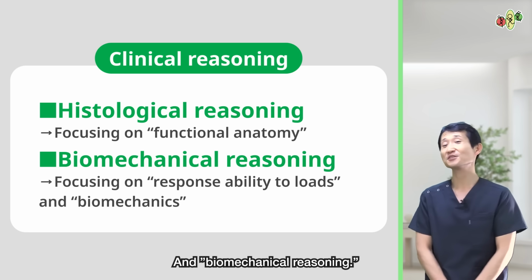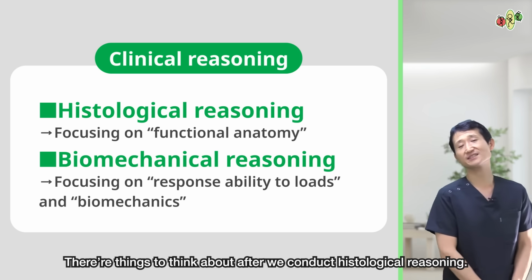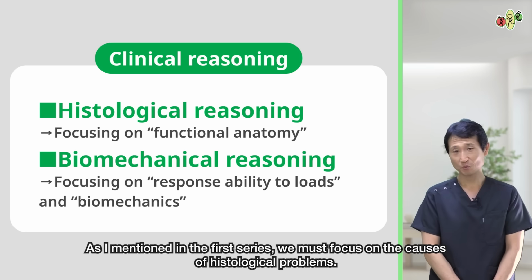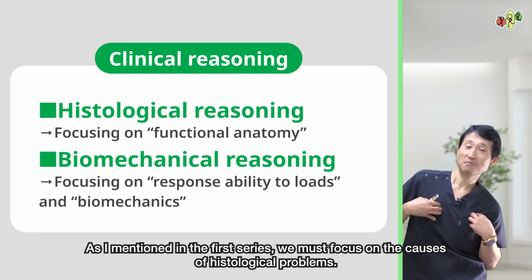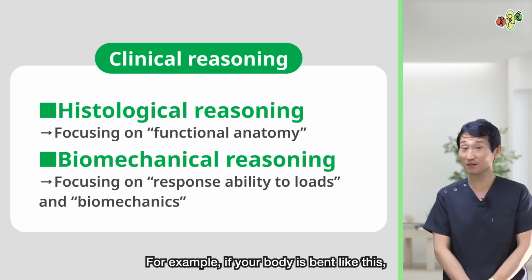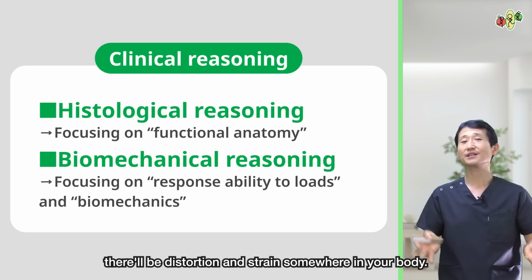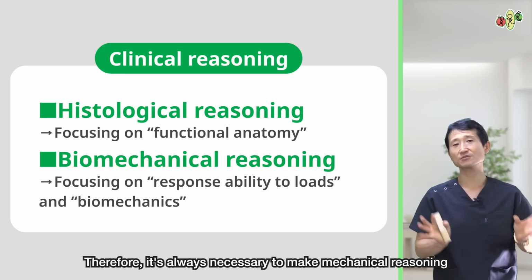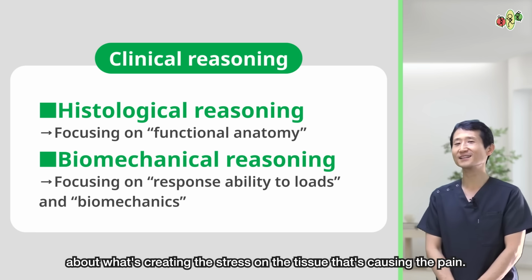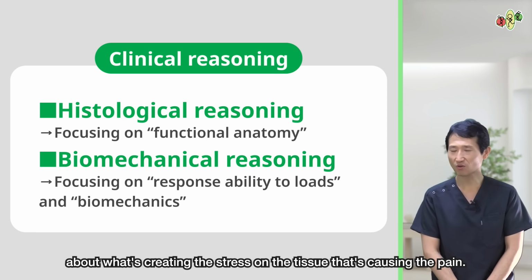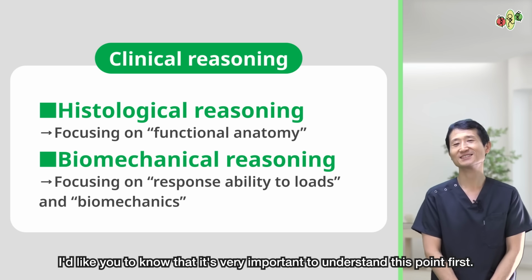And biomechanical reasoning. There are things to think about after we conduct histological reasoning. As I mentioned in the first series, we must focus on the causes of histological problems. For example, if your body is bent like this, there'll be distortion and strain somewhere in your body. Therefore, it's always necessary to make mechanical reasoning about what's creating the stress on the tissue that's causing the pain. I'd like you to know that it's very important to understand this point first.